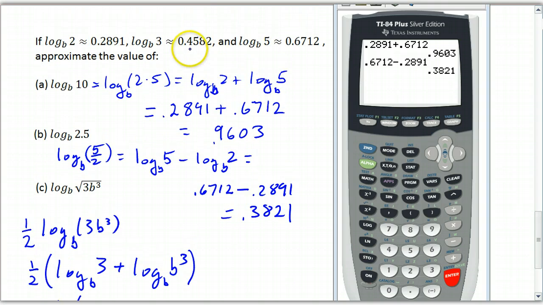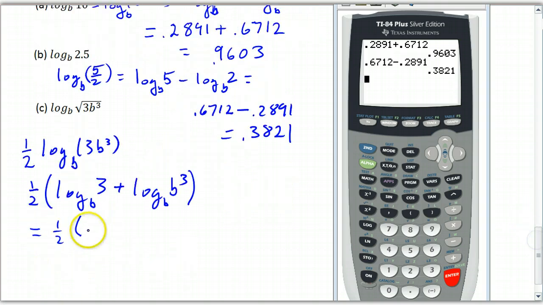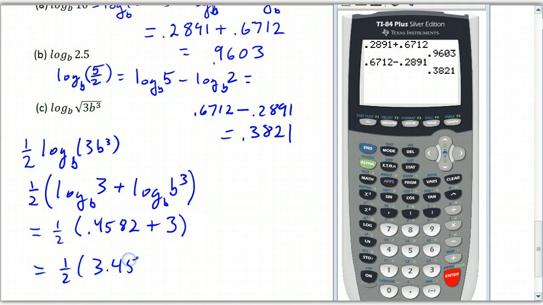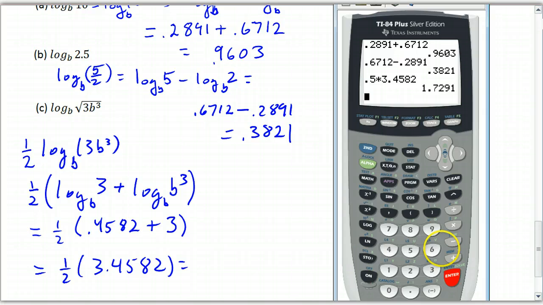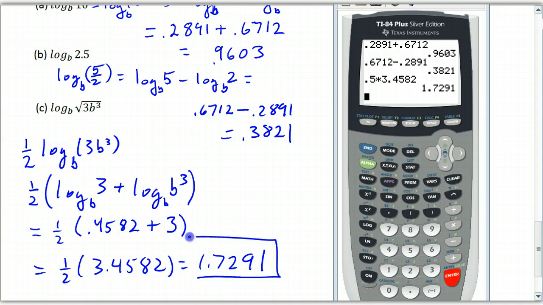So that's 1/2, and up here log of 3 is 0.4582, and from a previous property that we learned, the log of b cubed base b is 3. So that's 1/2 of 3.4582. Let's work that out. 0.5 times 3.4582 is 1.7291. All right. Have fun applying these properties of logarithms.